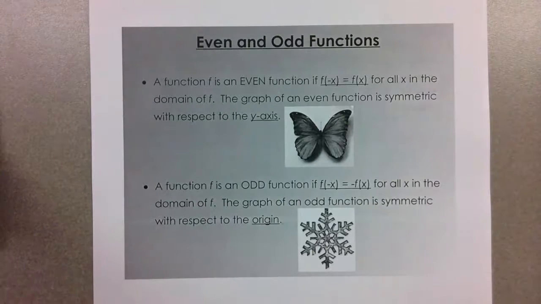We also have even and odd functions. A function is even if f of -x equals f of x for all x in the domain. The graph of an even function is symmetric with respect to the y-axis. When we say an even function, it does not just mean that it has an even exponent. Some people make that mistake. A function is odd if f of -x equals -f of x for all x in the domain of f. The graph of an odd function is symmetric with respect to the origin.